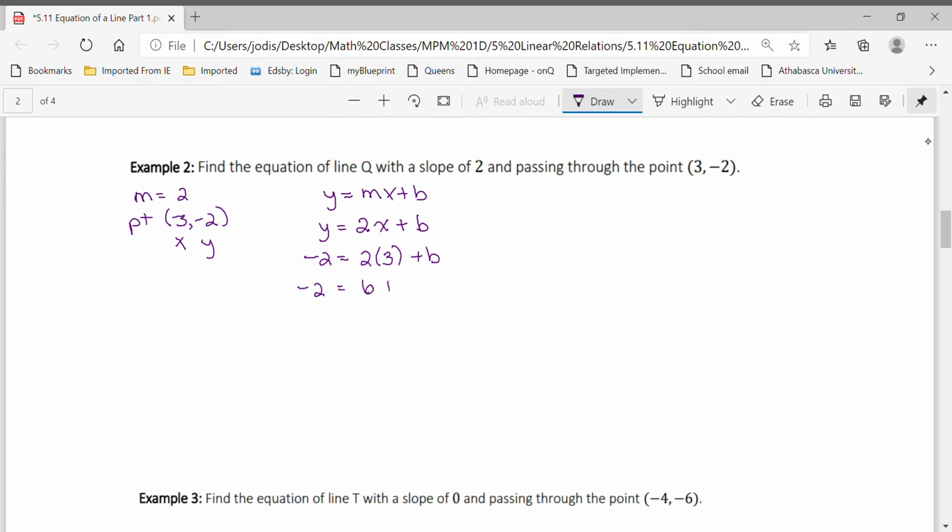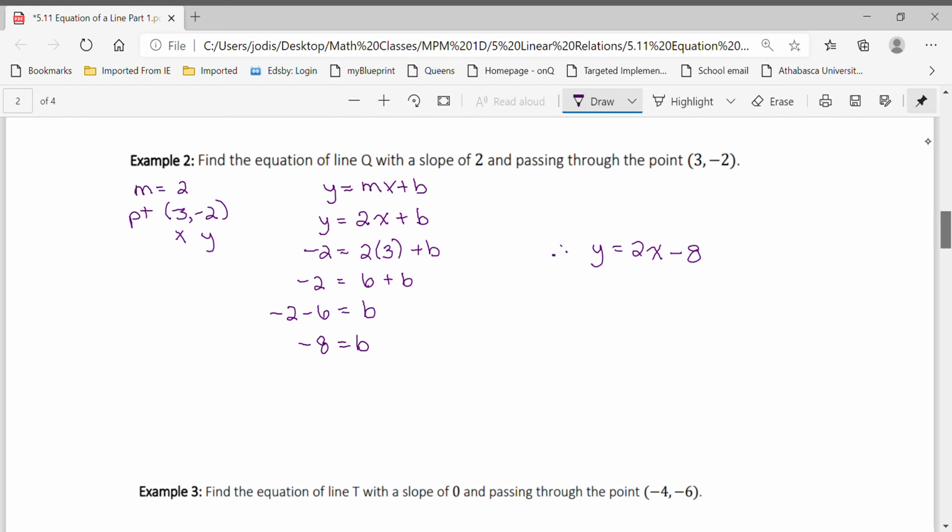So 2 times 3 is 6, plus b. Move our 6 over, we've got negative 2 minus 6 equals b. b equals negative 8. So therefore, our equation is y equals, well, our slope was 2, x, and now we figured out that our y-intercept was negative 8. Okay, so we've got our equation.